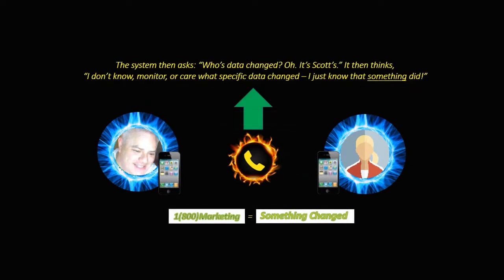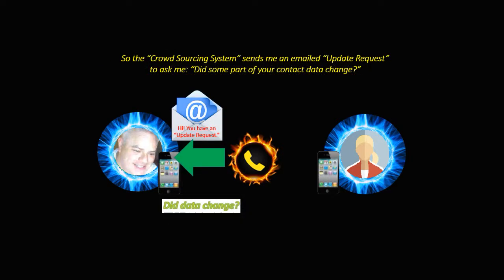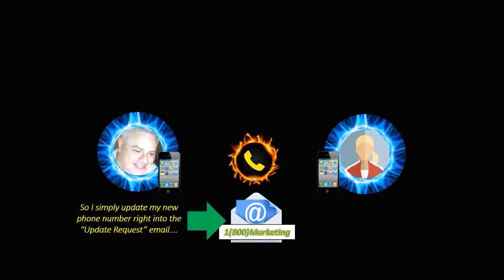The Epic Contact app realizes that some piece of data has changed in my friend's database. The system then asks, well, whose data changed? Oh, it's Scott's. It then thinks, I don't know, monitor, or care what specific data changed. I just know that something did. So the crowdsourcing system sends me an emailed update request to ask me, hey, did some part of your contact data change? Well, why yes, I have a new phone number. So I simply update my new phone number right into the update request email.